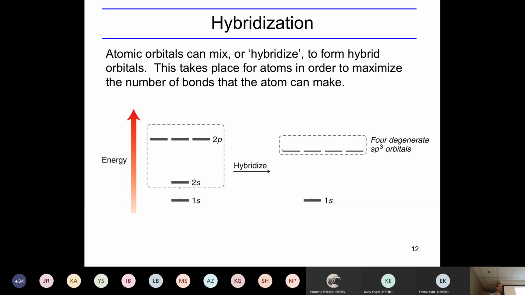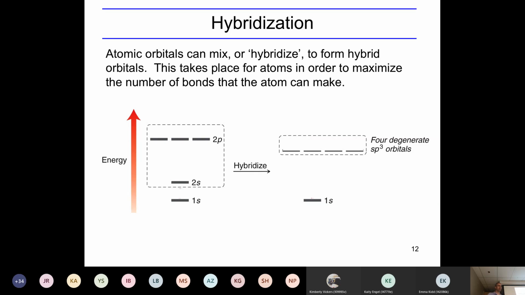All 4 of them are sp3 orbitals, and we've gotten rid of our atomic orbitals. We've traded them in for these new hybrid orbitals. And this allows for carbon to make additional bonds. It can make 4 bonds now, and it allows carbon to adopt the angles, the 109.5 that we see experimentally. It says these 4 orbitals are degenerate.